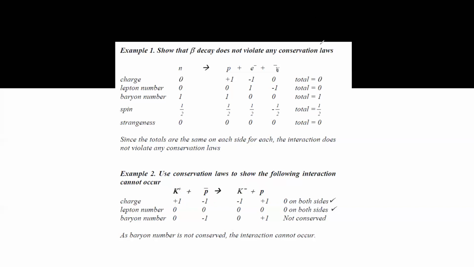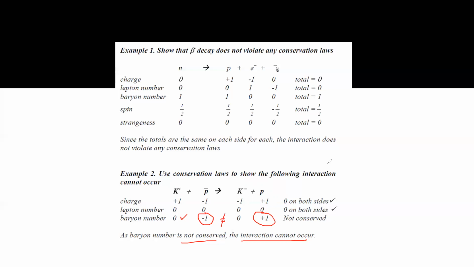For baryon it's plus 1, and anti-baryon is minus 1. So when you check for kaon, the baryon number is 0. Anti-proton, because it's an anti-particle, baryon number minus 1. But for proton, baryon number plus 1. So you can see the baryon number on the left hand side and right hand side is not equal. So baryon number is not conserved. So this interaction cannot occur or cannot happen.